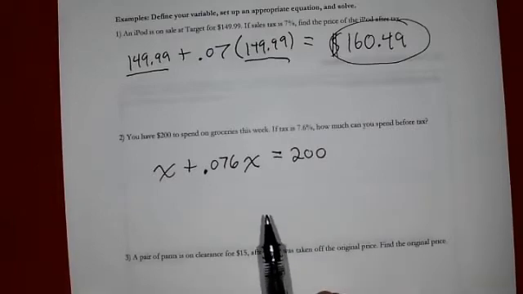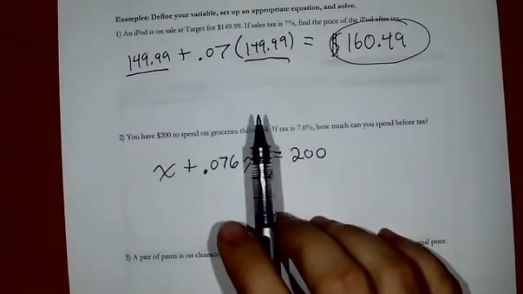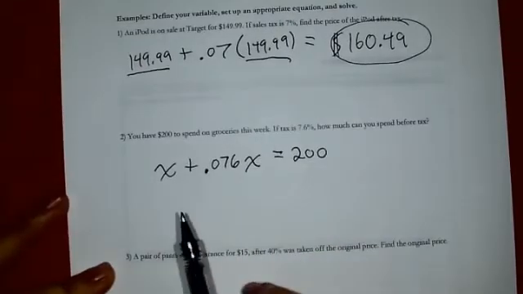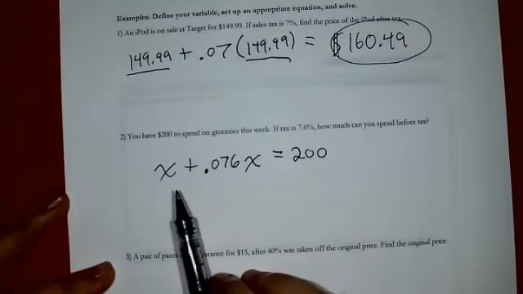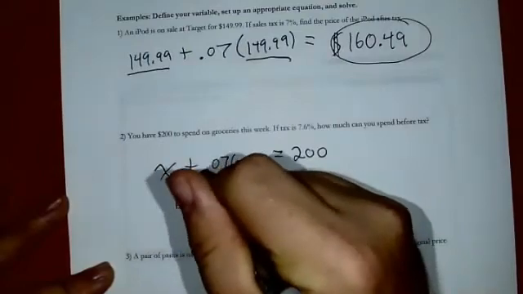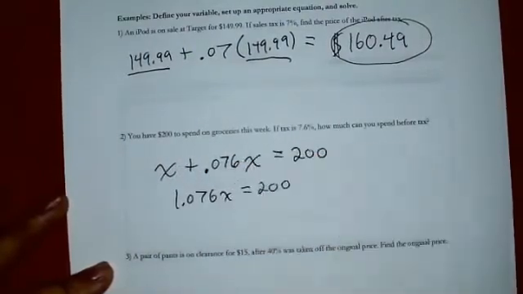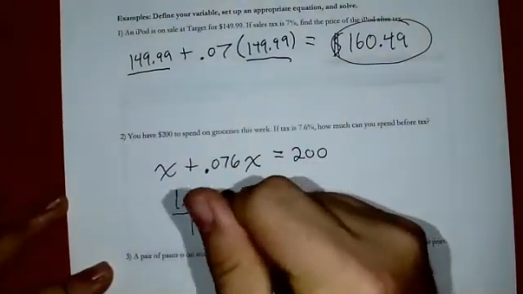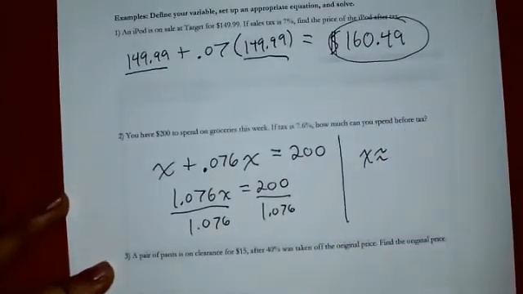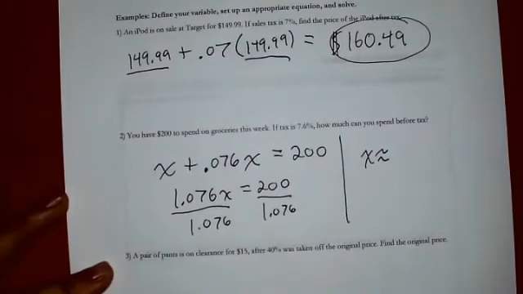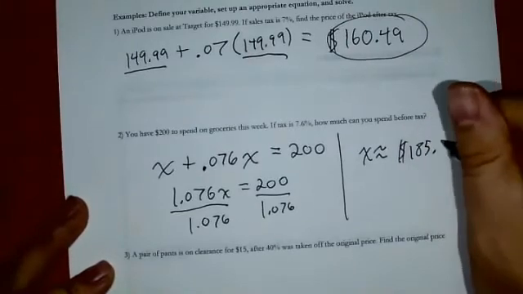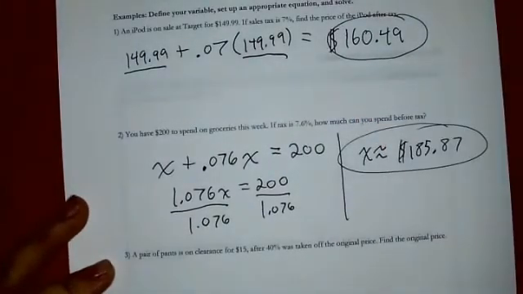So you can see the nature of this problem is very different from the nature of example 1. Example 1 doesn't really require any algebra since you know the original value. Here the original value is unknown, so it does take a little bit of algebra to work towards it. So let's go ahead and solve this. We'll combine like terms. So 1x plus 0.076x is 1.076x. And then we want to isolate the unknown value, so we'll divide both sides, and that will get us our answer. We'll go ahead and round it to the nearest cent. So 200 divided by 1.076 is 185.87. There you have it.